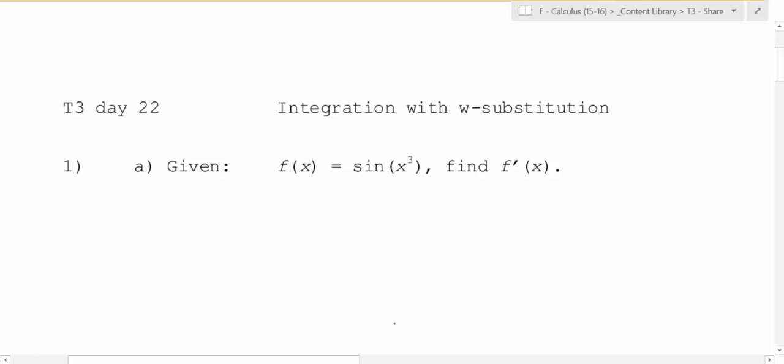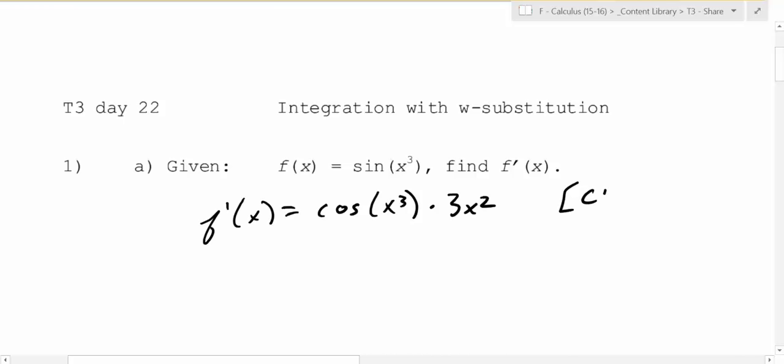This here. So f prime is indeed going to be cosine. Can someone give me the next piece? Cosine of what? Of x cubed. Yep. And times what? 3x squared. Right. Exactly. Because you have to use which rule is this? This is the chain rule. Nice. You had to do the derivative of the inside.